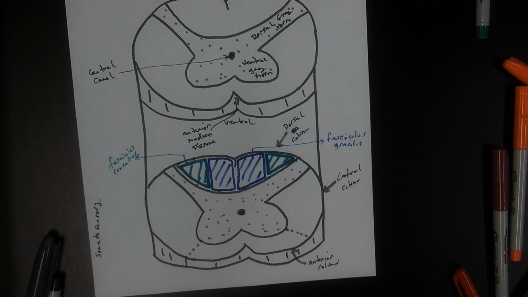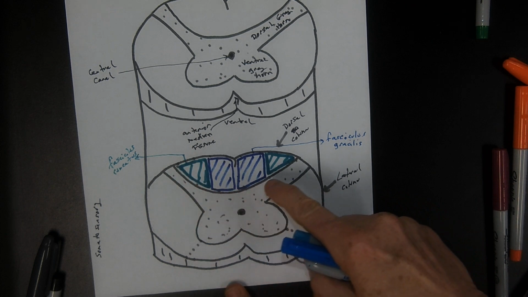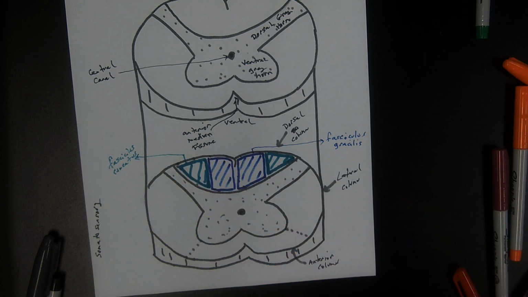Both go through the DCML, one does upper extremity and the other does lower extremity. Like I said, we'll talk more about that later. But you should know that the most medial one is fasciculus gracilis, more lateral is fasciculus cuneatus, and they're both part of the DCML system, dorsal column. They reside in the dorsal column of the spinal cord. Make sense? Hopefully.